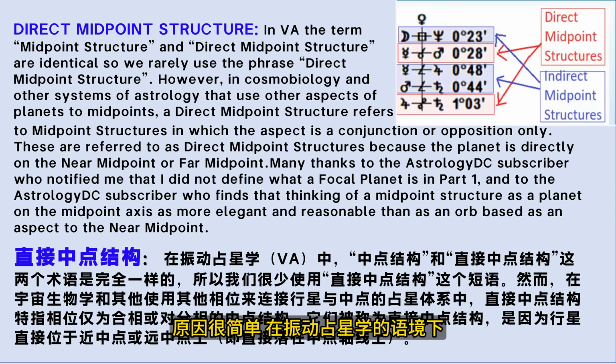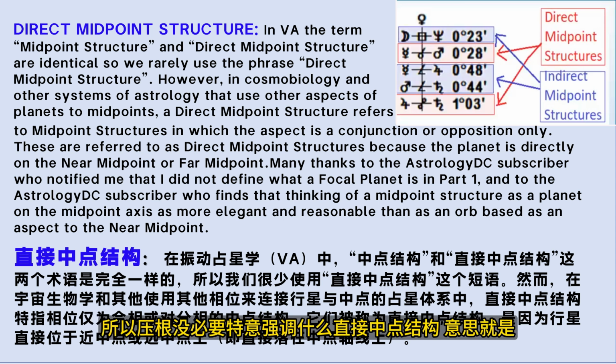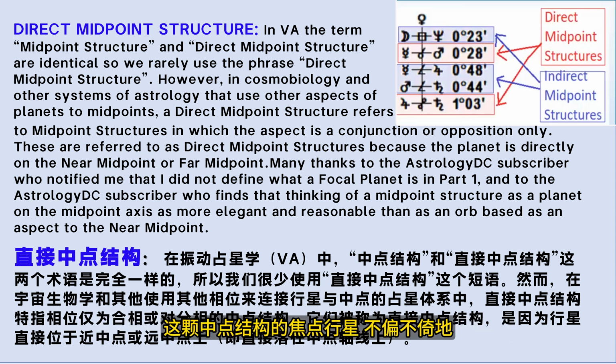The reason we do not typically use it is because in vibrational astrology, the term midpoint structure and the term direct midpoint structure are identical. So we don't need the term direct midpoint structure, because direct midpoint structure means that the focal planet of the midpoint structure is directly on the midpoint axis.